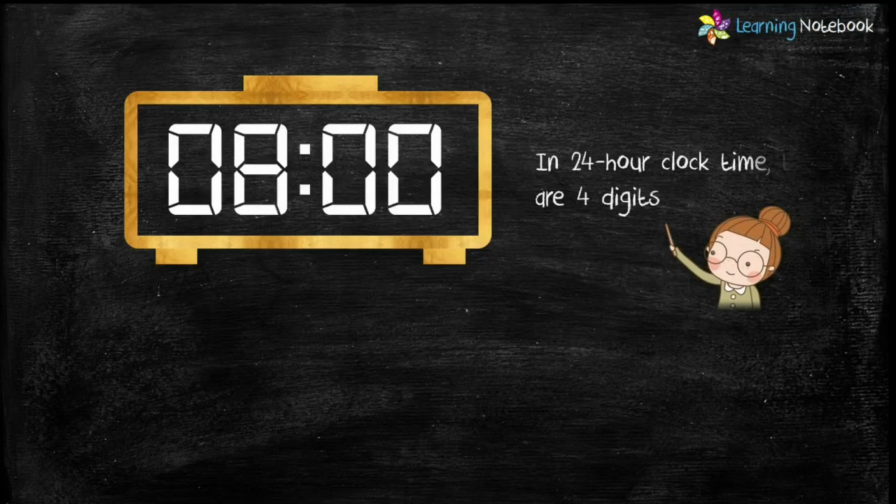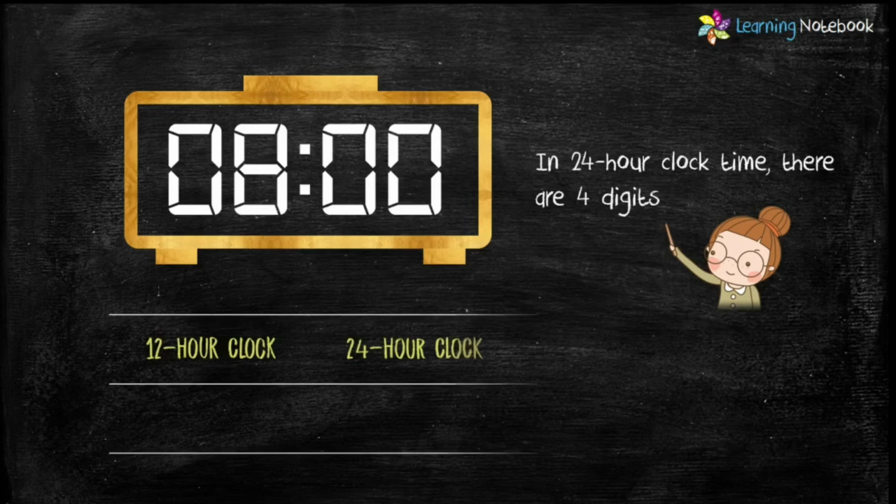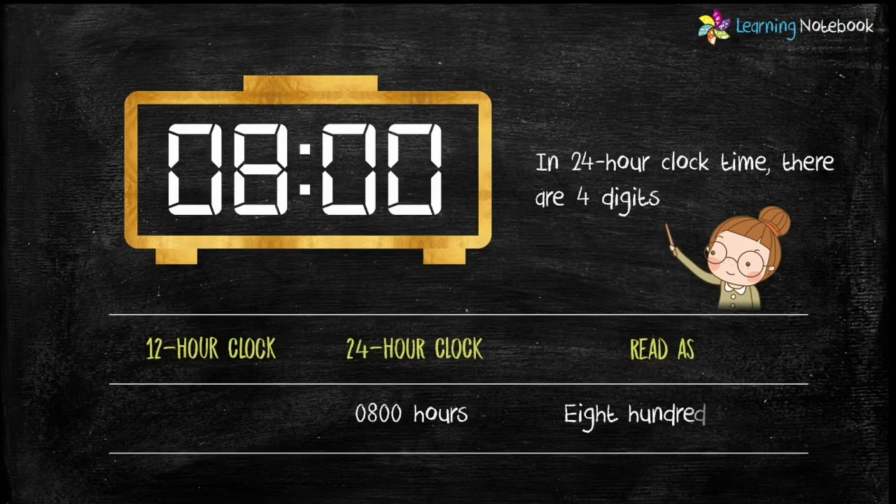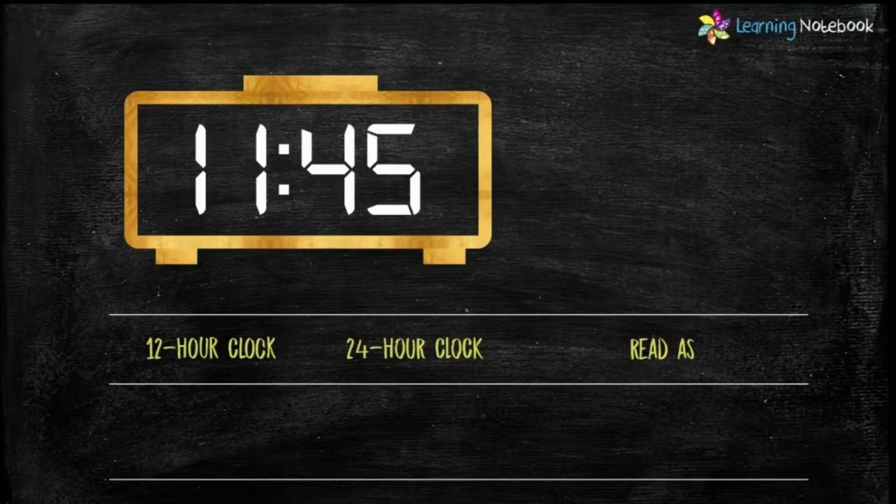Now let's see how to read the time in 24-hour clock. In 24-hour clock time, there are 4 digits. So here, when the time is 0800, it is read as 800 hours, while in 12-hour clock, this time is 8 a.m.